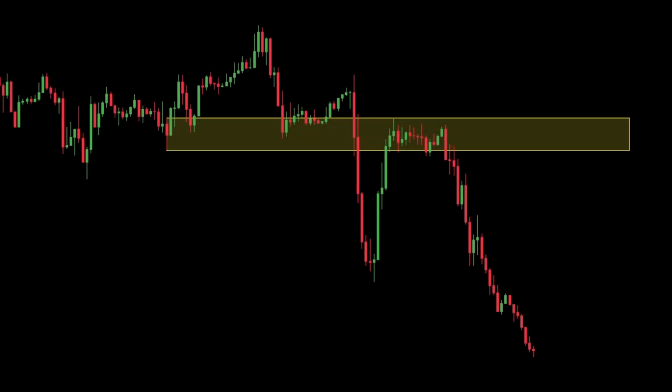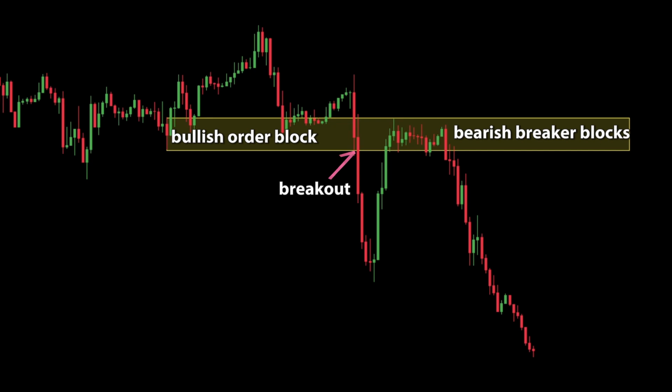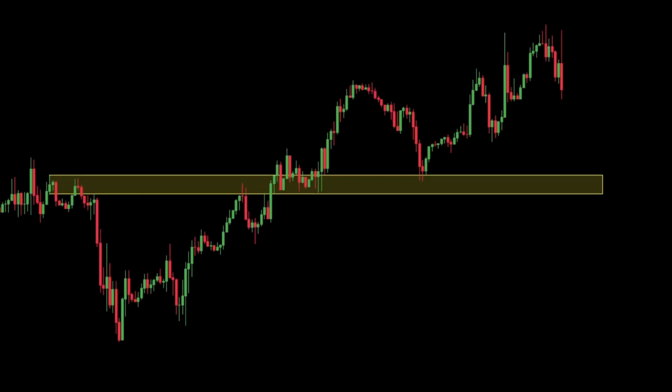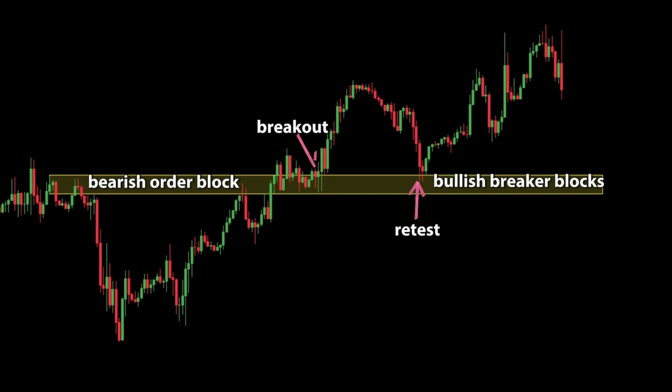For instance, in the visual representation, we can identify a bullish order block. When the price breaks out of this bullish order block, the broken area transforms into a bearish breaker block. Similarly, when identifying a bearish order block, typically, you would look for optimal points to place sell orders within this area. However, if the price breaks out of the bearish breaker block, the broken bearish breaker block converts into a bullish breaker block. At this stage, your focus shifts to identifying the best points to place sell orders within the retest area.